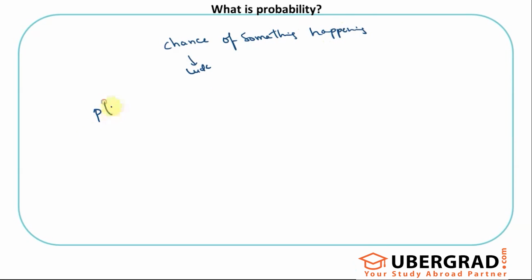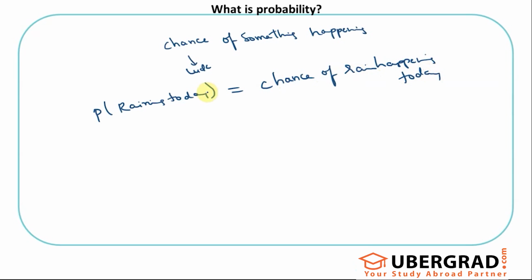So what is the probability of raining today? That's what, let's say, we are trying to find out. What do I mean by that? I'm saying, what is the chance of rain happening today, or raining today? So this is what we are trying to find out. That's what probability is. Probability of some event is basically the chance of that event happening or occurring.